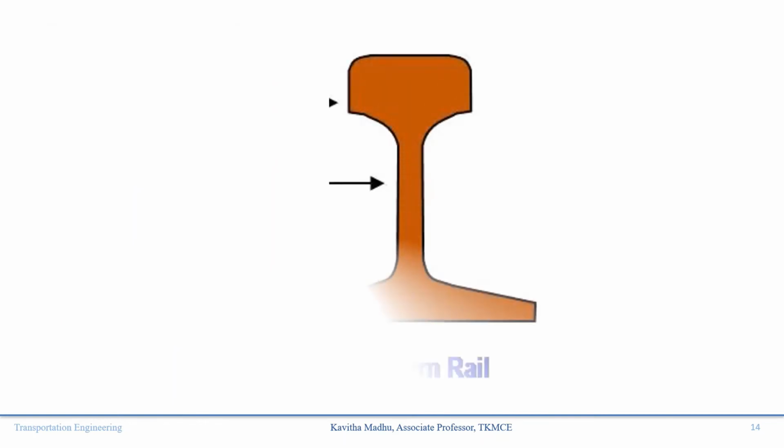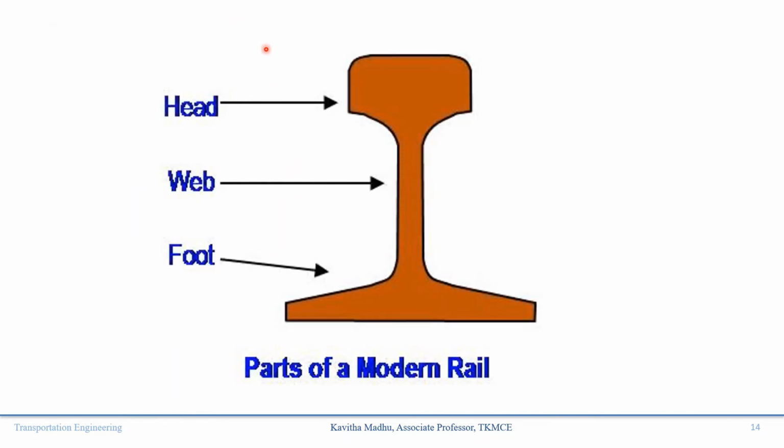So what are the parts of a modern rail? It has a head, it has a foot, and there is a web which connects these two. The wheels run over the head, and the foot is connected to the sleeper, and the dimensions are fixed in such a manner that it can perform the specified functions.